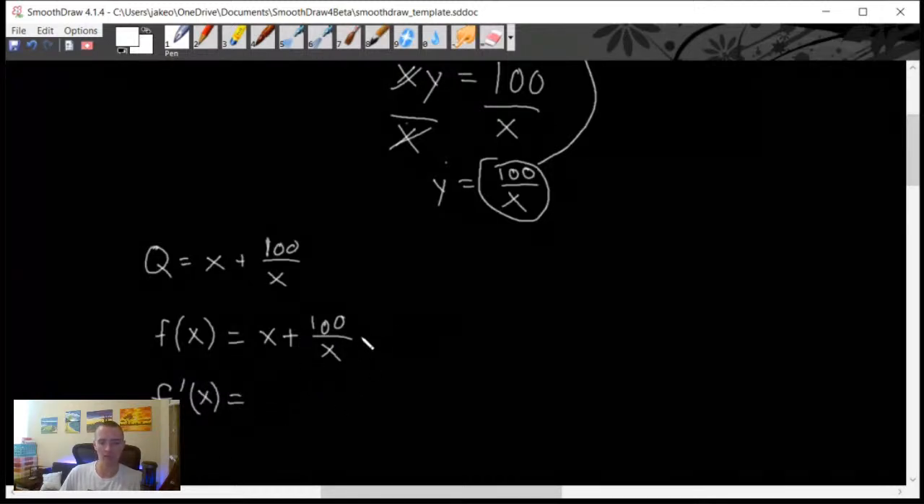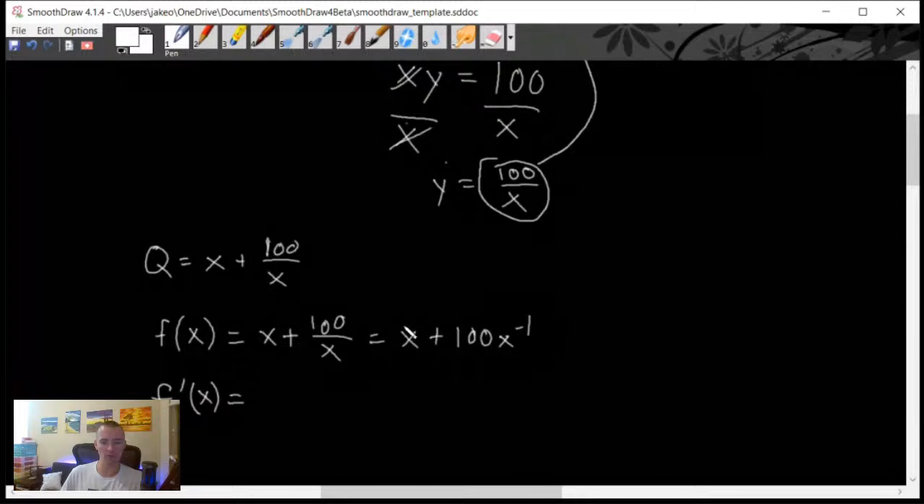So to take this derivative, what I'm actually going to do is, instead of thinking of this as x plus 100 over x, think of it as x plus 100x to the negative 1. So 100 over x is the same as 100 times x to the negative 1. X to the negative 1 is the same as 1 over x. So instead of finding this derivative, we can actually find this one, because these two things are equal. The reason we want to do that is because we can use the power rule to find this derivative.